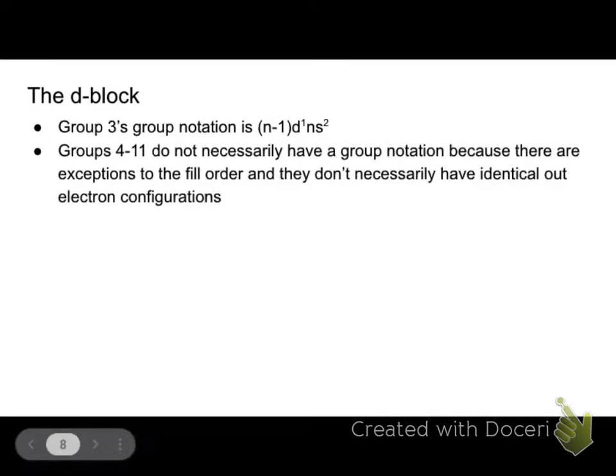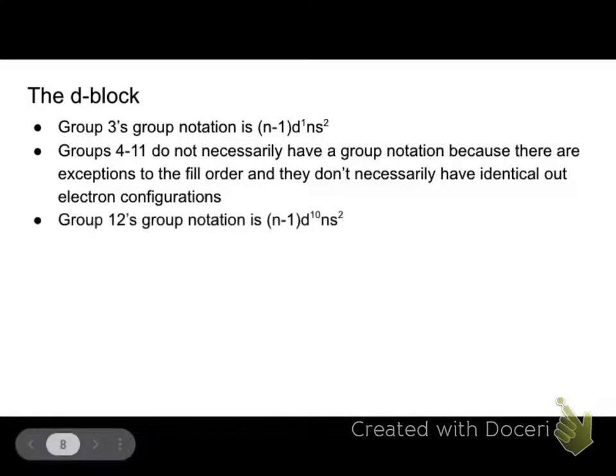Groups 4 through 11, we don't do a group notation like we just did for group 3, and that's because, if you remember, there's a lot of exceptions in how these d orbitals fill. So a group notation would be off and on correct, so we just don't do it for these groups.